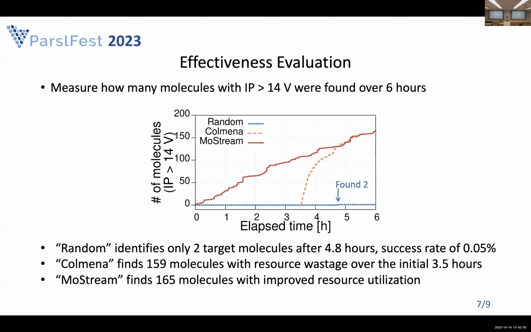Colmena finds 159 molecules, but it lacks the capability to provide real-time recommendations. So the simulation has to wait for 3.5 hours for all machine learning tasks to finish. In contrast, our MoStream can find 165 molecules, which is comparable to Colmena, but it can provide real-time recommendations in all periods, so it can improve the resource utilization.